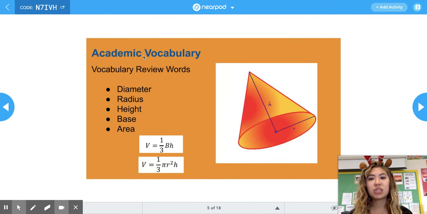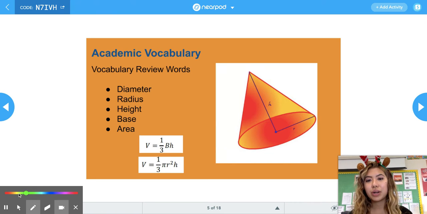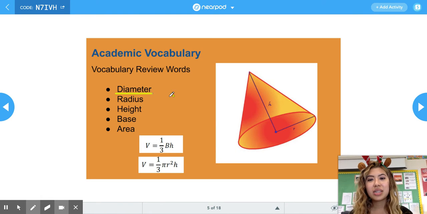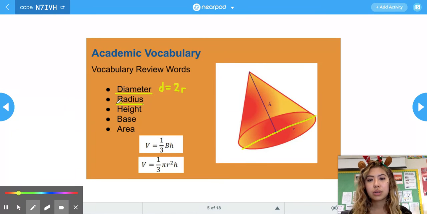Some vocabulary words for us to review are the words diameter. And the diameter is the length from one side of the circle to the other side of the circle. So the diameter is twice as long as the radius because the radius is half, since it's going from the middle of the circle to the end of the circle. So another way to think about the radius is that it's half the diameter.